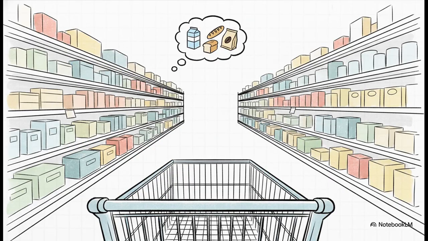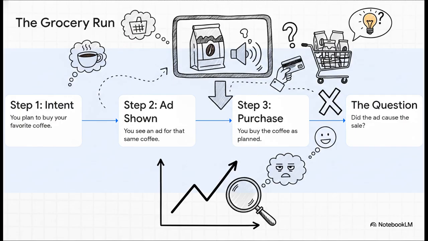Okay, to make this super clear, let's use an analogy. It's a simple one: your weekly grocery run. So picture this: you're making your grocery list and you're gonna buy your favorite coffee. You always do. It's on the list. Then, on your way to the supermarket, you see an ad for that exact same coffee. And what happens? You go into the store and you buy the coffee, just like you were planning to do all along. Now the ad platform is going to say, hey, we got you a sale.